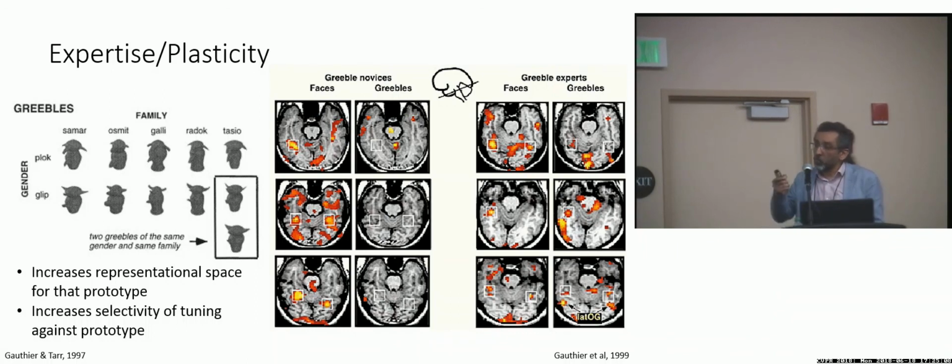So the question is, what happens with experience in your object recognition system? And so this group created a stimulus set called greebles. Greebles look like little faces of weird objects, weird things that don't exist in the real world.